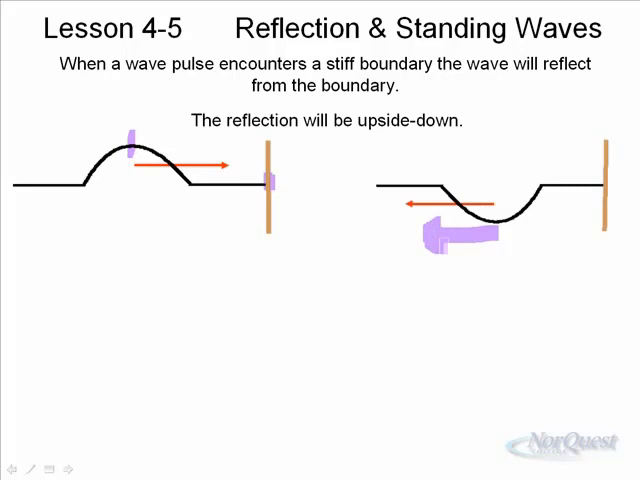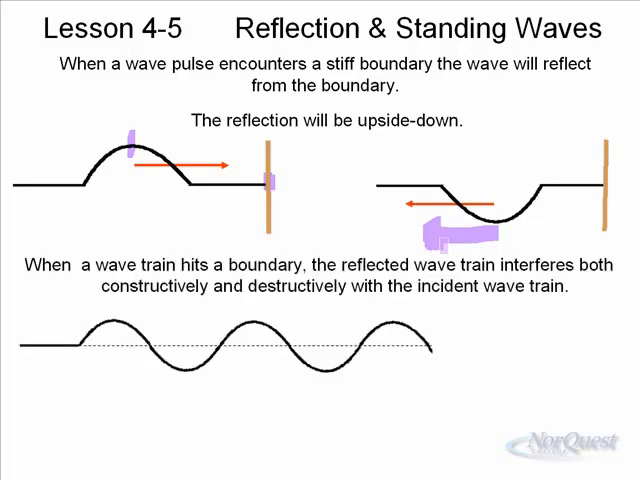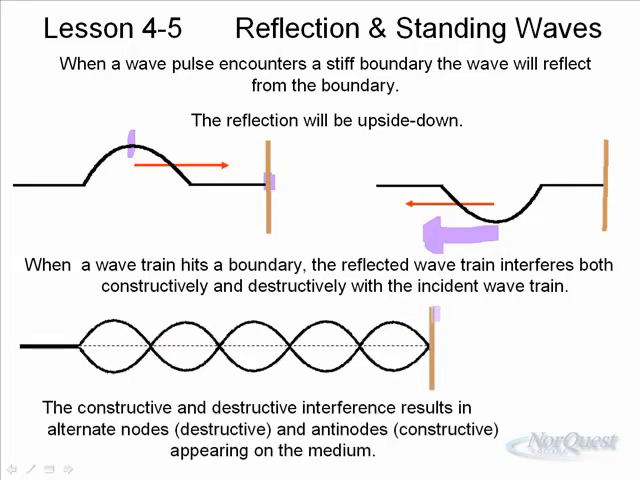So when a wave train hits a boundary, the reflection interferes both constructively and destructively with the incident wave. So what we're saying is, some waves are coming in and some waves are going to be leaving. So here is a wave train that's moving to the right, and it's going to reflect from a boundary. As it reflects from this boundary, the parts of the reflected wave interfere both constructively and destructively.